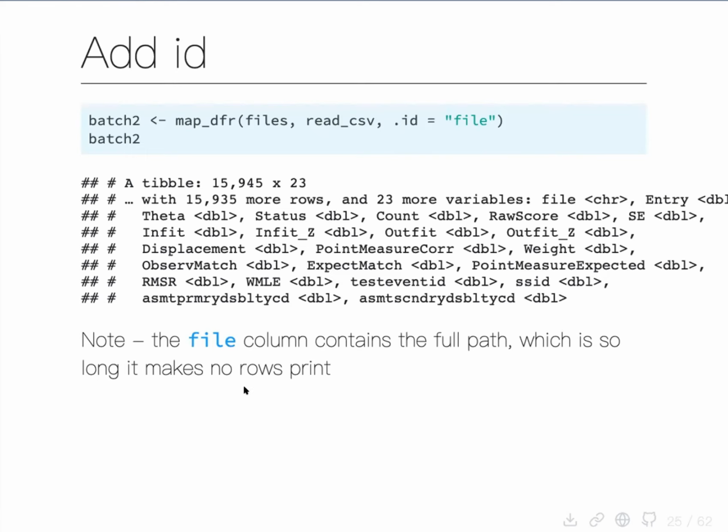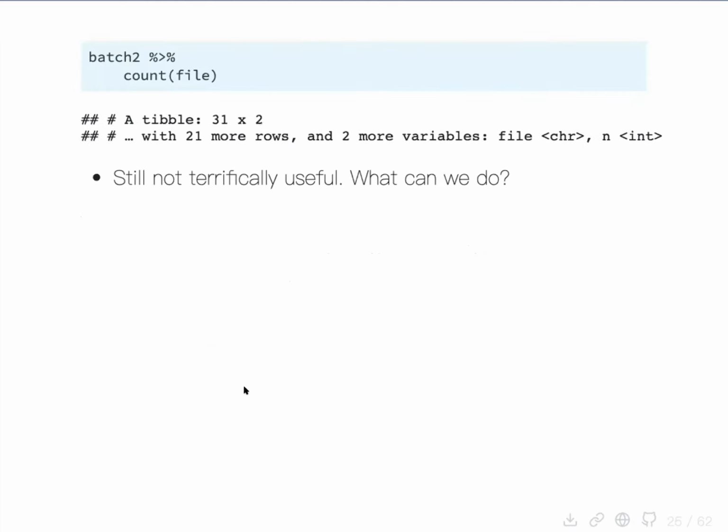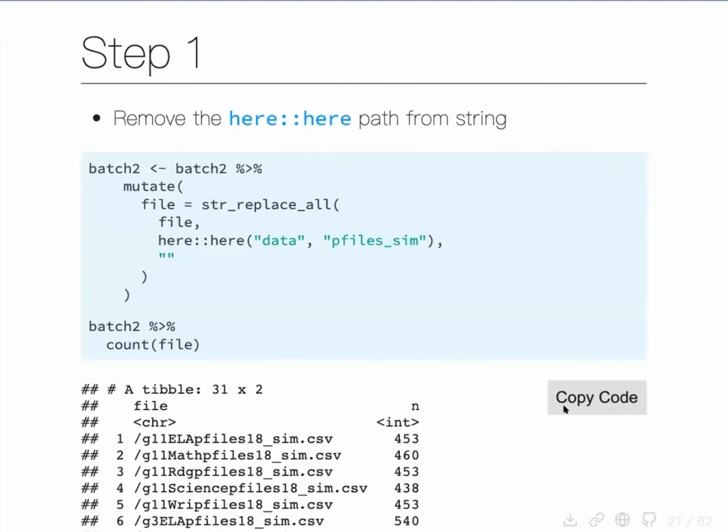All right. In this case, that file column is so big that it won't even print out a single row for me on the slides. So you can't see anything. And this actually doesn't make any difference even if you say, okay, give me a count of the files. It does return a tibble that has 31 rows and 2 columns, right? The file and the n, but it still won't actually print on the slides. So what I need to do here is remove the here path from that string, okay?